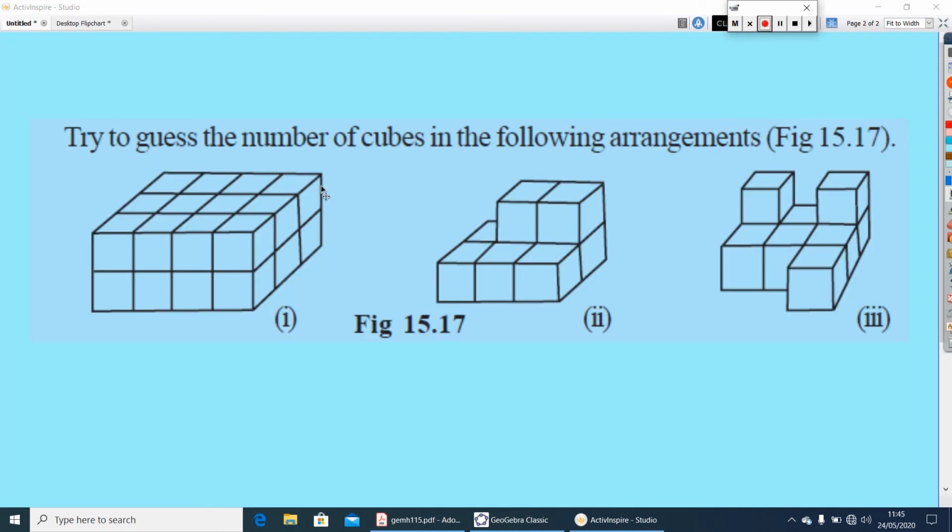Just look at the question. Here three figures are given, with some cubes arranged. You have to find out the number of cubes in total. In the first figure, how many cubes are there? 4 into 3, that is 12 cubes are in the bottom and 12 cubes are in the top. So you will get 24 cubes. Similarly, do find out the second and third.